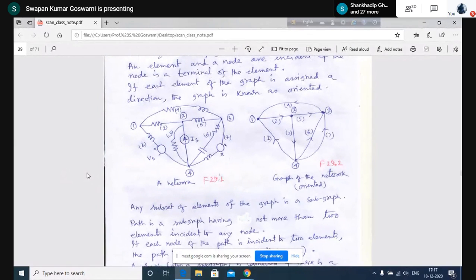Y_B means branch to branch. What will be in Y_B? In the rows there will be branches. How many branches? 7 branches. In the column also there will be 7 branches. So Y_B will be a 7 by 7 matrix.